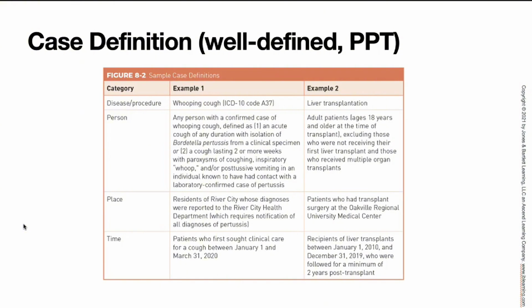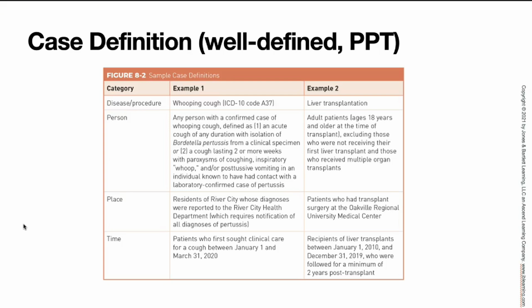So in terms of person, my case would be any person with a confirmed case of whooping cough, defined as 1, an acute cough of any duration with isolation of Bordetella pertussis from a clinical specimen, or 2, a cough lasting 2 or more weeks with paroxysms of coughing, inspiratory whoop, and/or post-tussive vomiting in an individual known to have had contact with a laboratory confirmed case of pertussis. That's very, very well defined in terms of person.